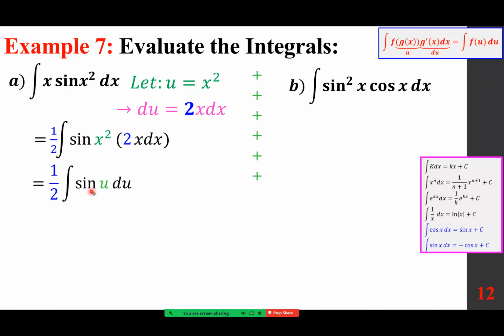The derivative of sine is cosine, but the integral of sine is negative cosine. So negative 1/2 cosine u and a constant. So negative 1/2 cosine of x squared plus a constant. And as always, you can differentiate the result and it will give you the answer here without the dx, everybody. It will give you the same answer without the dx.